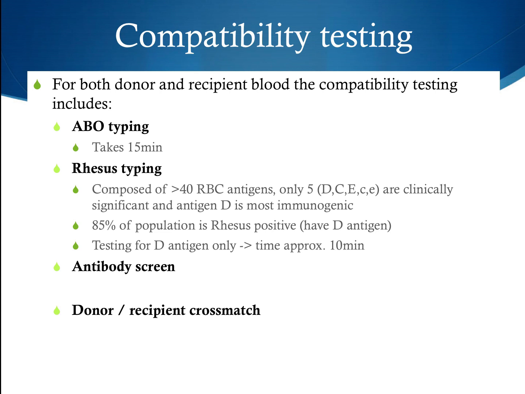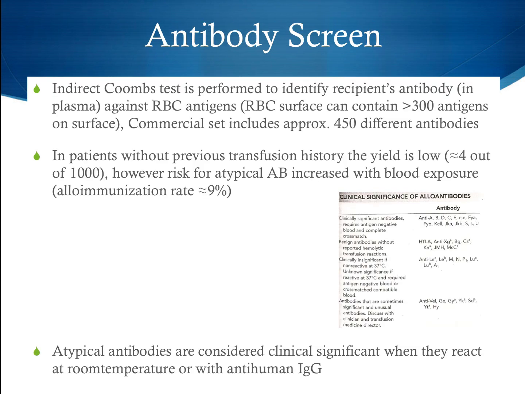85% of the population are antigen D positive, so therefore rhesus positive. And the screening for this also is pretty quick. So you have an ABO rhesus typing within 15 minutes from as soon as the blood bank receives the blood. And then there's the antibody screen, and then there's Crossmatch. So what's the antibody screen?